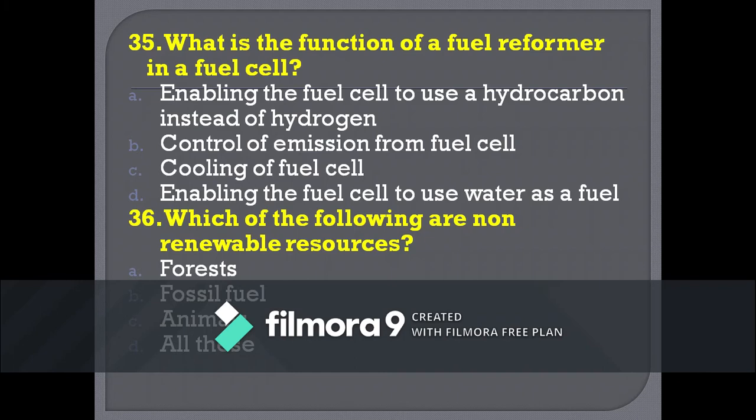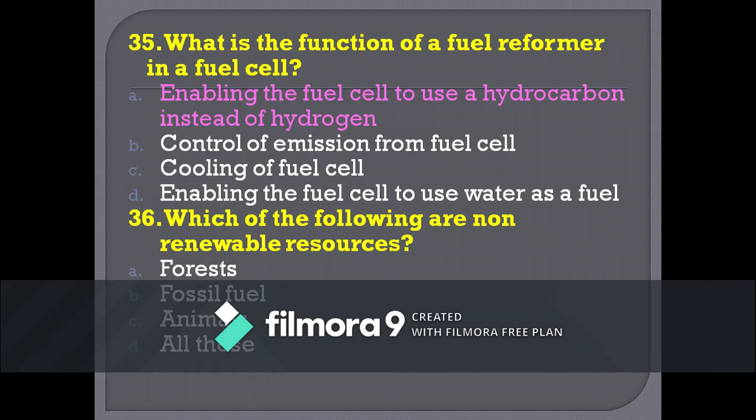the huge amount of hydrogen or fuel required. So better than that, instead of using some electrolytic technique to generate hydrogen, if we use the hydrocarbon, and from the hydrocarbon the fuel extracts only the hydrogen, then more hydrogen atoms will be available, and this will be more efficient. So that is what is called a fuel reformer in a fuel cell. Therefore the correct option is A, enabling the fuel cell to use a hydrocarbon instead of hydrogen.